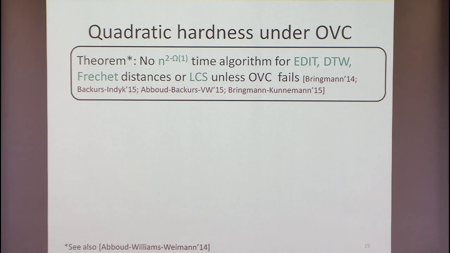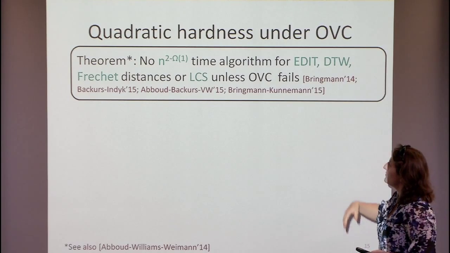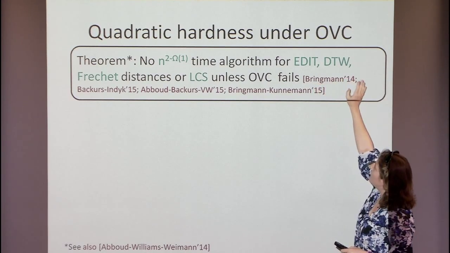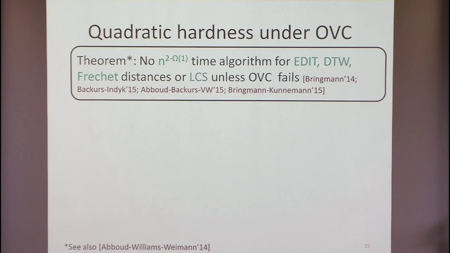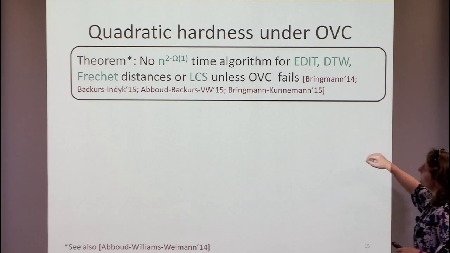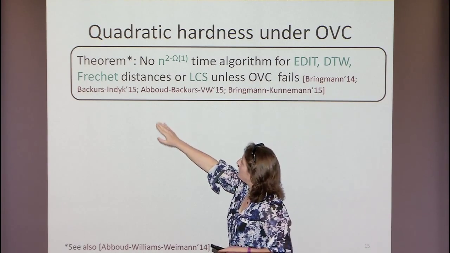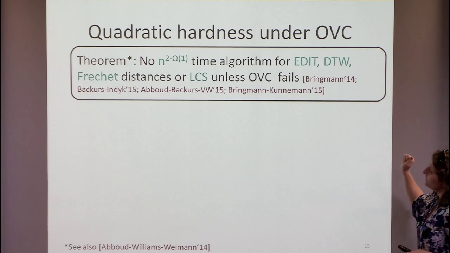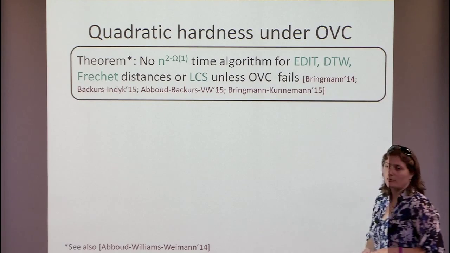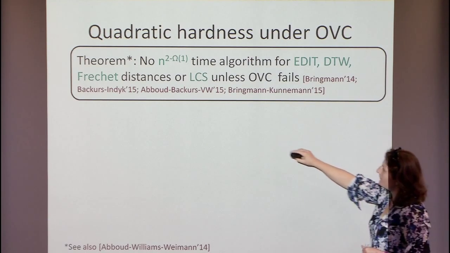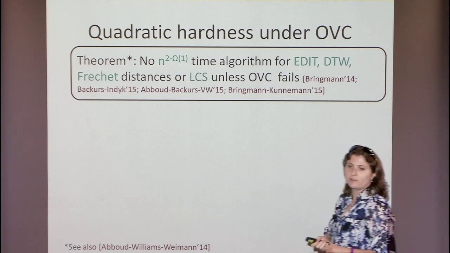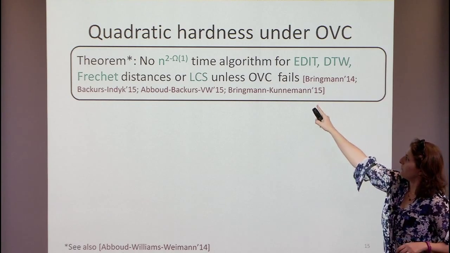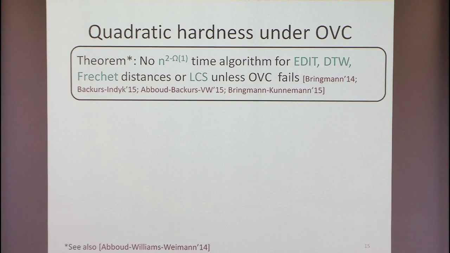So here's a union of theorems that we know about these sequence problems. Unless the orthogonal vectors conjecture fails, there's no truly subquadratic algorithm for any one of edit distance, dynamic time warping, Fréchet distance, and longest common subsequence. The first of these results was the Fréchet distance result by Bringmann. The edit distance result was by Arturs Backurs and Piotr Indyk. Then Arturs, Amir and I got this longest common subsequence result, and independently of us, Bringmann and Künnemann also got that.